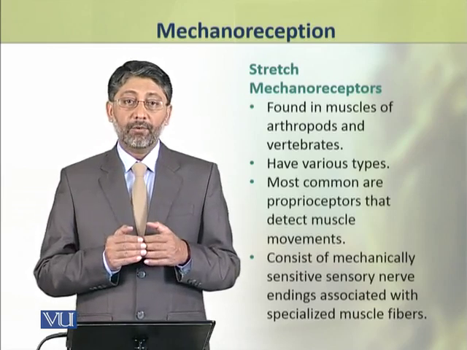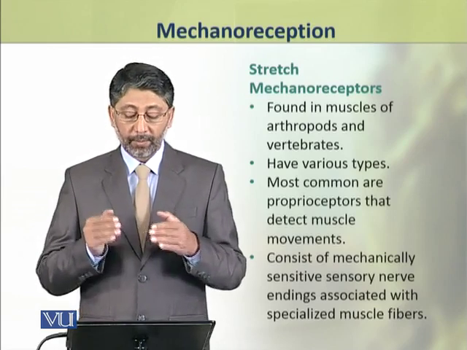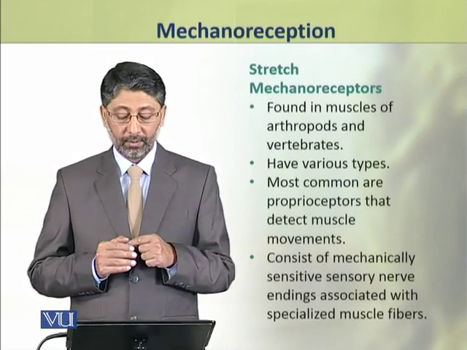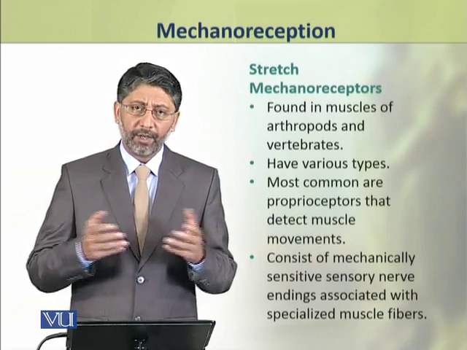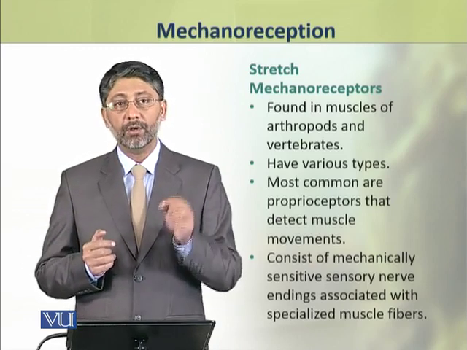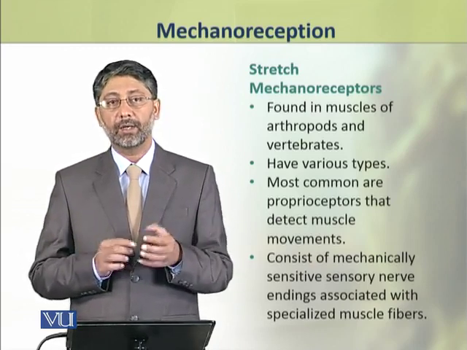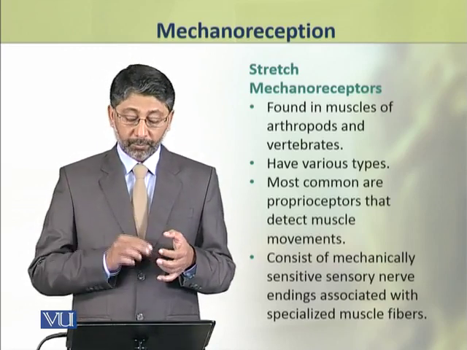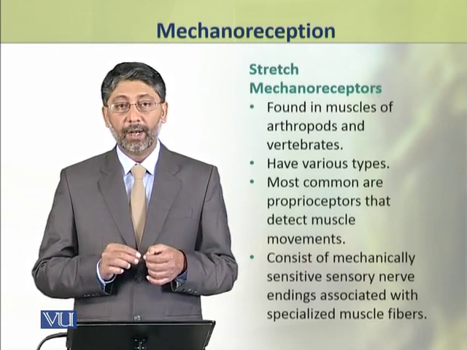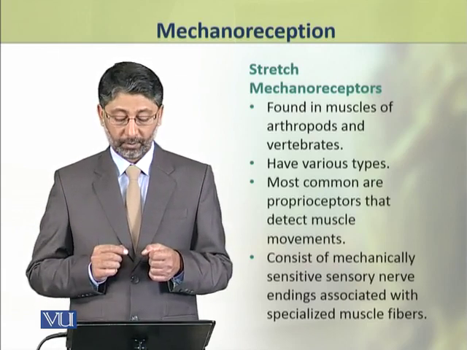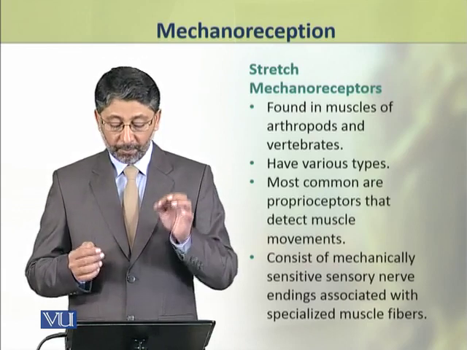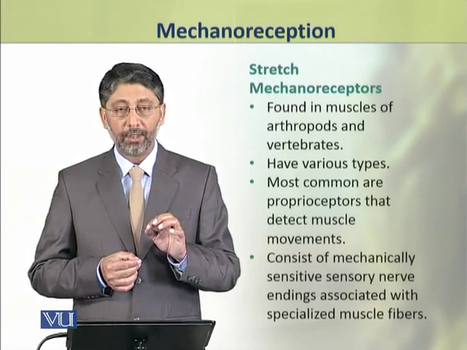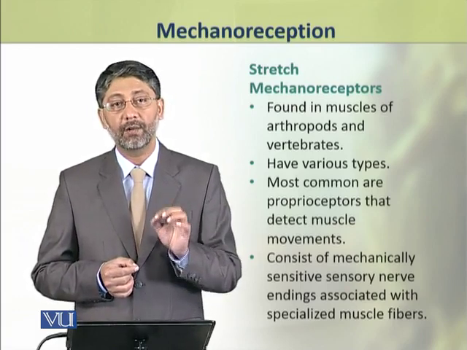These stretch mechanoreceptors are found in the muscles of arthropods and vertebrates. They have various types. Most common of the stretch receptors are called proprioceptors. These proprioceptors detect muscle movements. They consist of mechanically sensitive nerve endings associated with specialized muscle fibers.